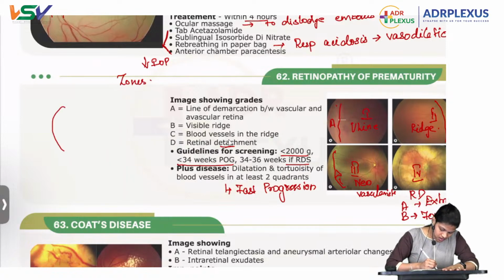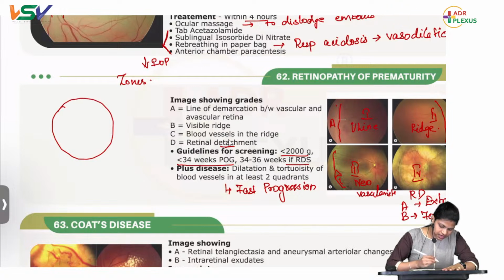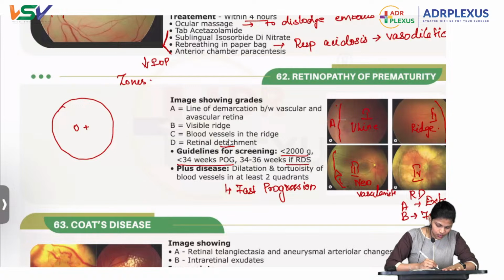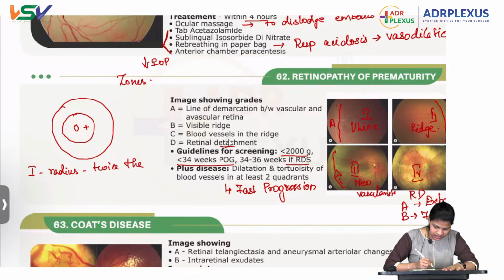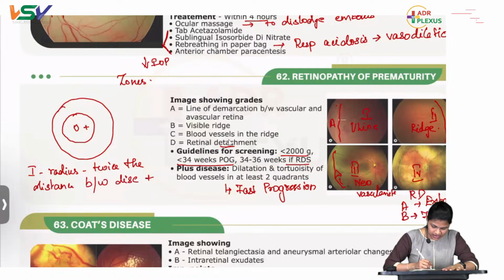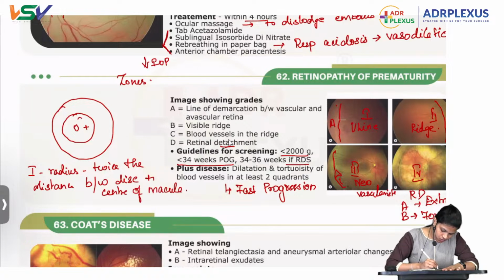So, in the eye, you have a disc, you have a macula. The first zone would be, zone 1 would be, the radius of the circle would be twice the distance between disc and center of macula. Okay, so this is zone 1.